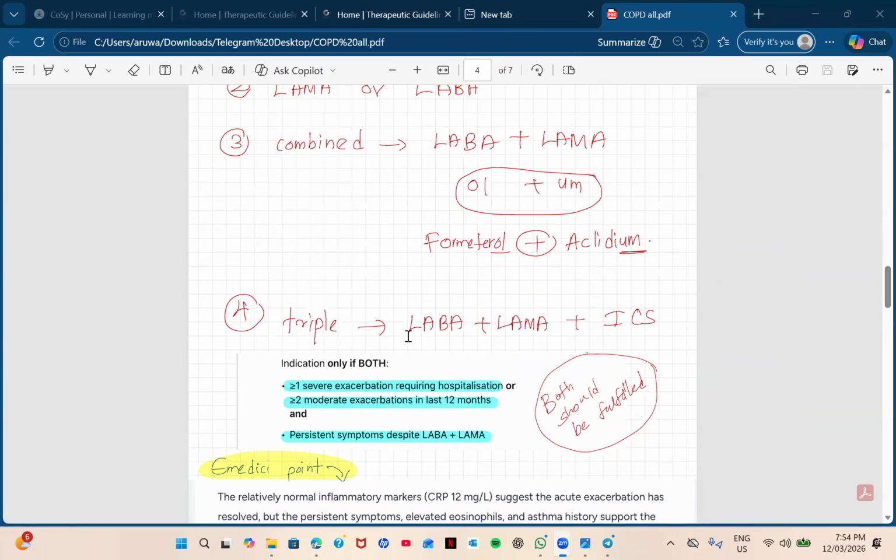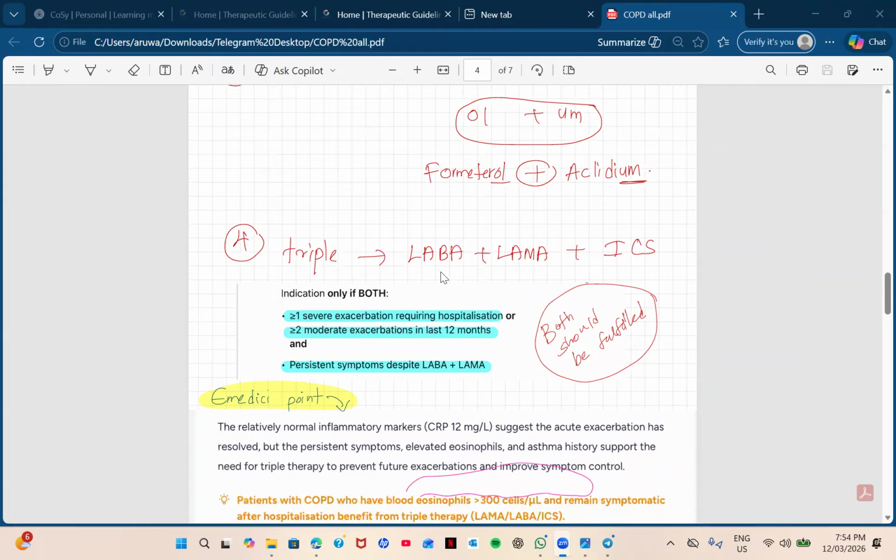So the usual indicator for this one here: more than or equal to one severe exacerbation requiring hospitalization, or equal or more than two moderate exacerbations in the last 2 months, and then persistent symptoms despite LABA and LAMA, the dual treatment. So we can think about triple therapy.